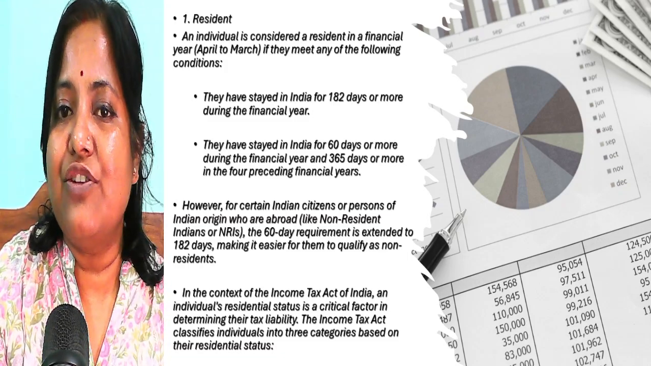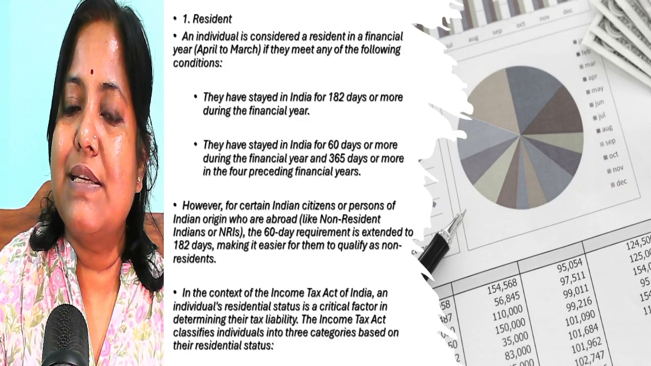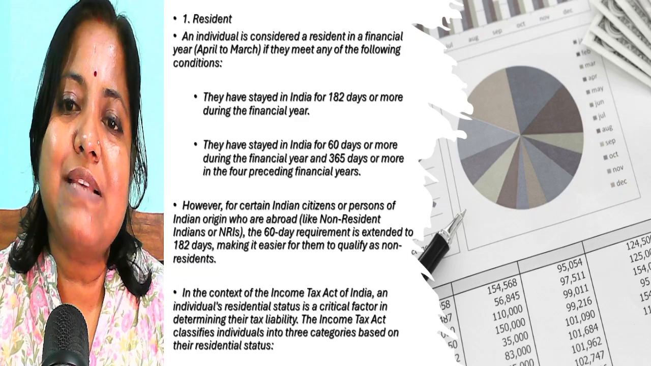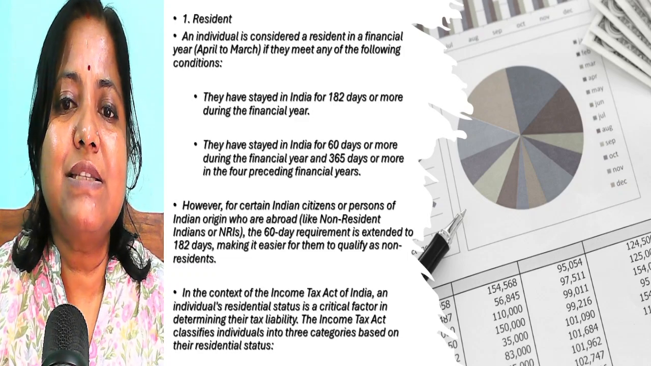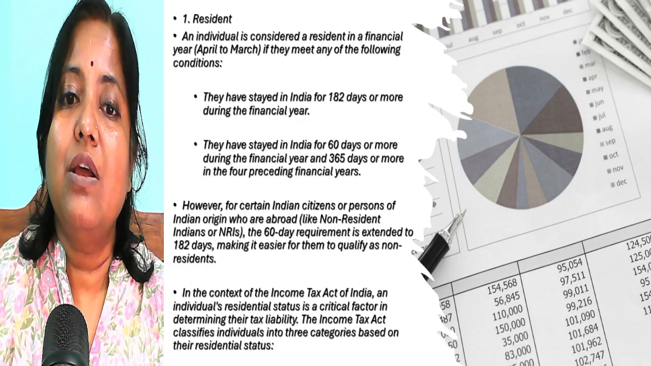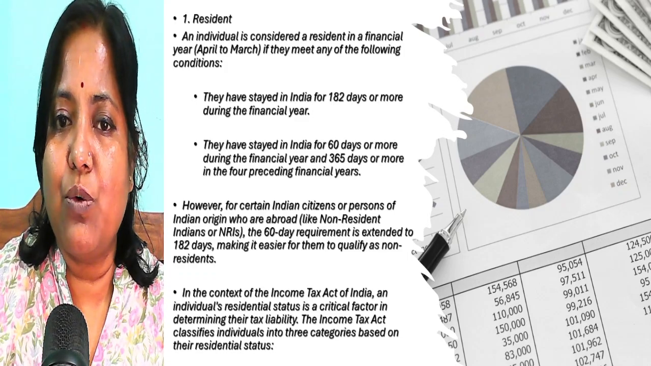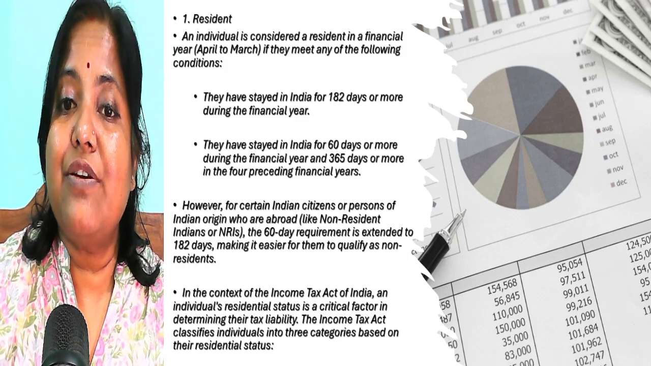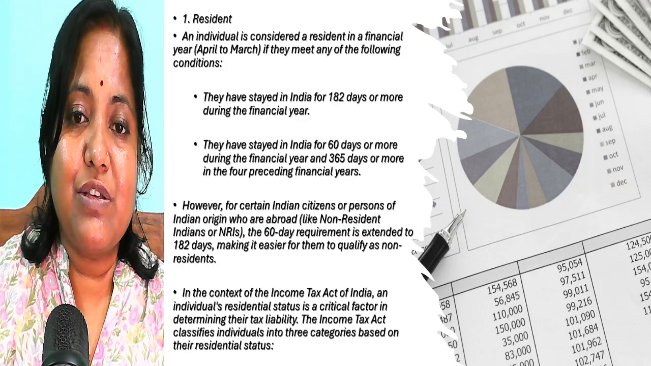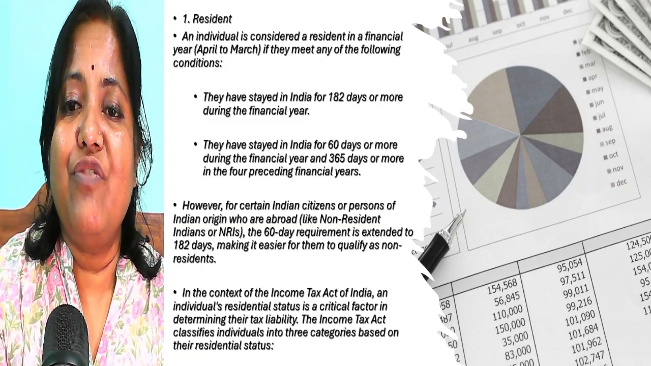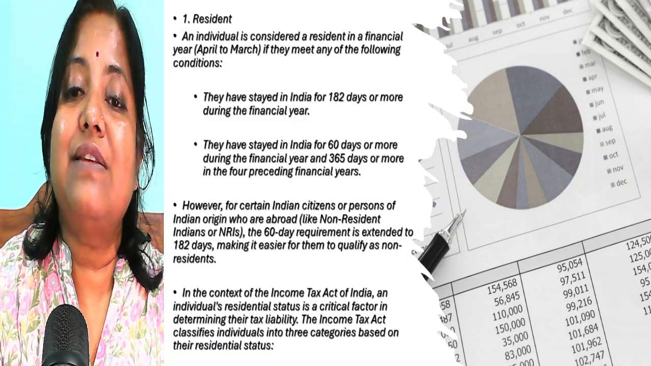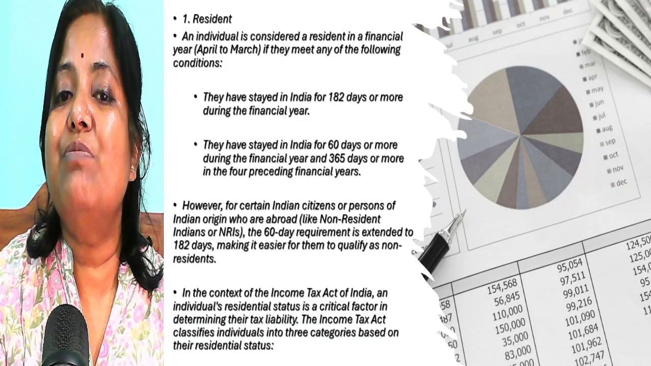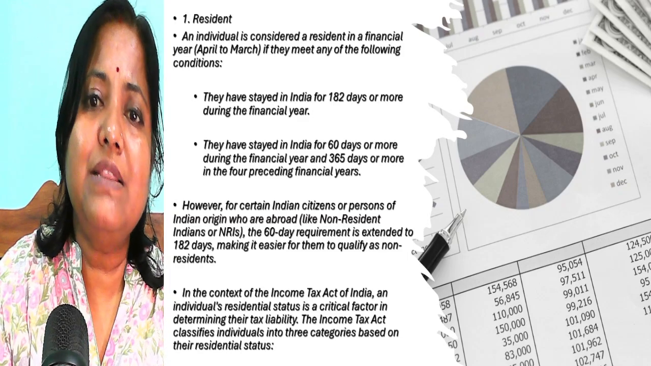Now these two conditions have been given: 180 days or more, or 60 days along with 365 days in the 4 preceding financial years. Some exemptions have been given. For example, for certain Indian citizens or persons of Indian origin who are staying abroad, what we call NRIs, the 60-day requirement is extended to 182 days. Why has this been given? To make it easy for them to qualify as non-residents. If they qualify as non-residents, then the tax liability will be less on them. So to reduce the burden on them, it has been extended from 60 days to 182 days.